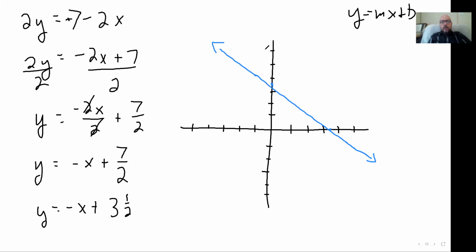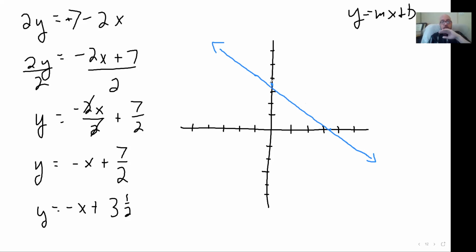So there's my line. Notice that if I went down 1 and right 1, that would work fine. If I had gone down 2 and right 2, that would work fine, right? I would hit the line, at least if I had drawn it well. As long as the two numbers you are using are in the right ratio, it works. So that is graphing lines.